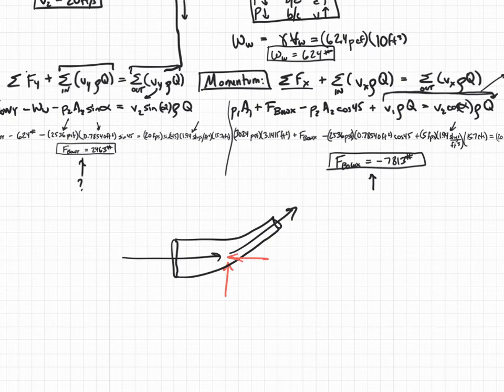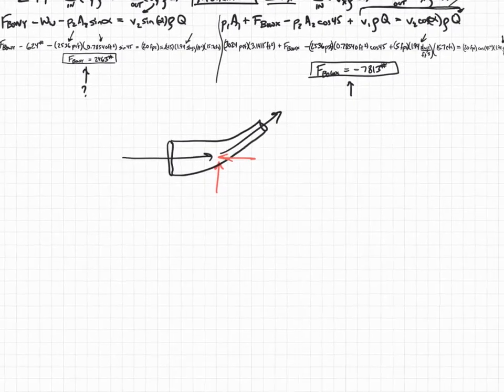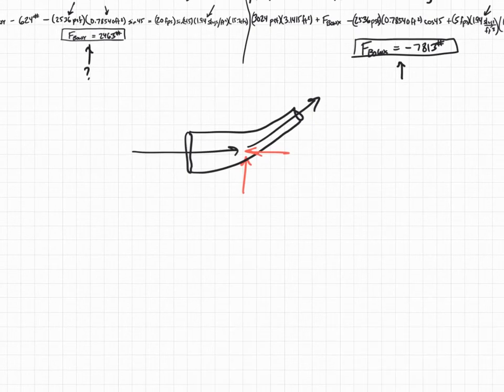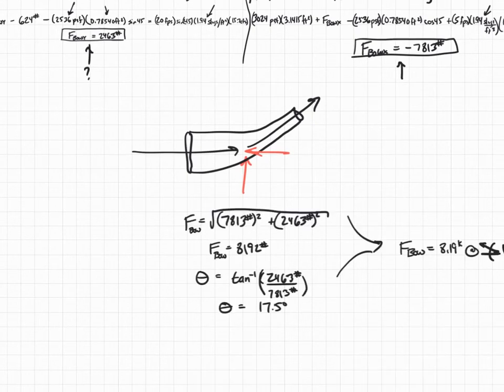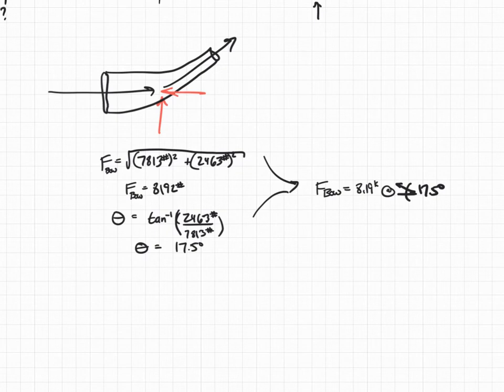Okay, so let's go ahead and finalize this equation. I'm just going to pause it, and this will be done. All right, so if we do the trig, we end up with force of bend on water equals 8.19 kips at 17.5 degrees north of west. Unfortunately, the problem asked for the force of the water on bend. So that's pretty easy. 8.19 kips, force water on bend at 17.5 degrees. So the opposite direction, equal and opposite.